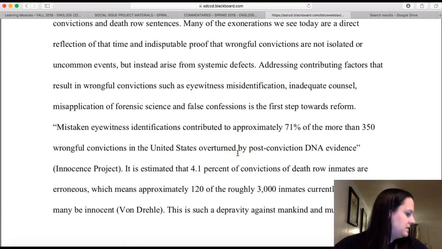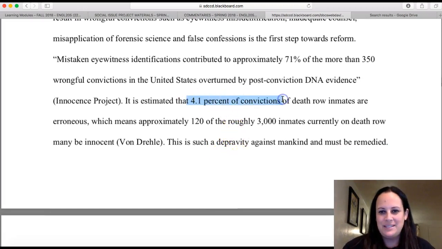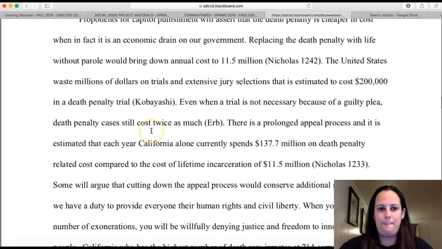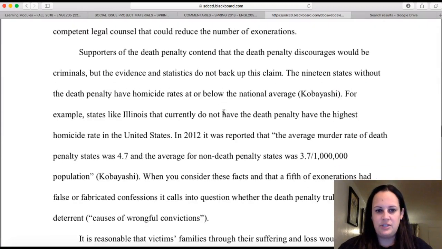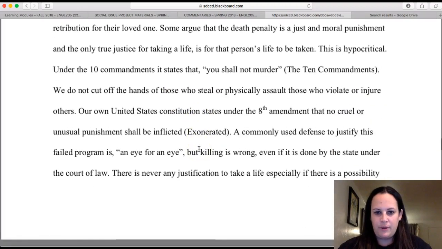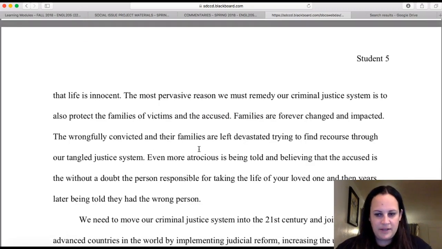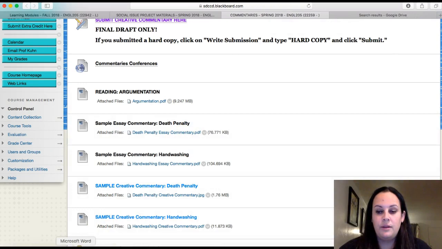She brings in a bunch of statistics about convictions, 4.1% are erroneous, right? This is evidence that suggests that she is against the death penalty, right? Capital punishment. And so you can see how much evidence she has throughout her paper here, of course with proper citation. And let's see, so hers was only 5 pages, so that is one downfall to the sample. I do want you guys to go to 6 pages at the least, all right? And then I'll let you take a look at the hand washing one. So those are your 2 samples for the essay commentary.